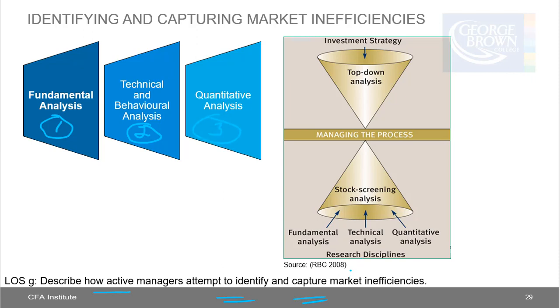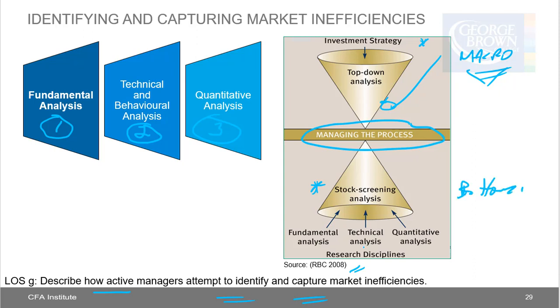Here on the right-hand side, I have a graphic from an RBC document from 2008, and it's called Managing the Process. So you can see up here, they've got the investment strategy. The top-down analysis would be the macro, that's the global, the country, the industry. But down here, when we get to the individual stock screening analysis, we call that the bottom-up, and so you can see there's 3 research disciplines. 1, fundamental analysis. 2, technical analysis. And 3, quantitative analysis. So it's exactly the same as the content in the Investment Foundations program.